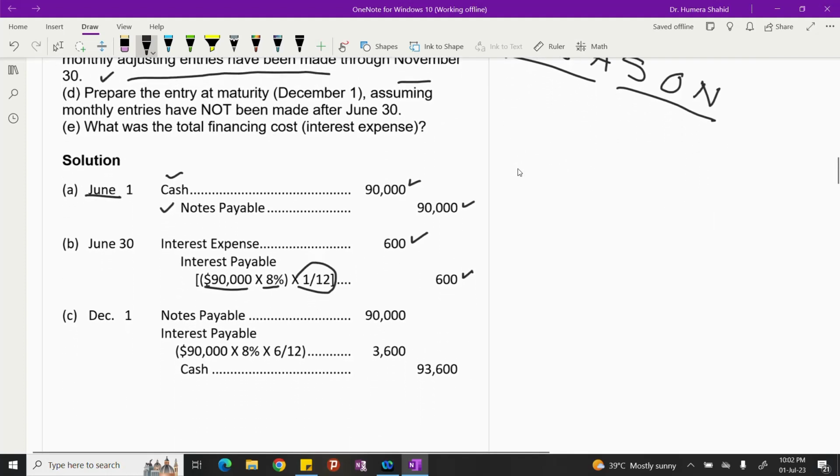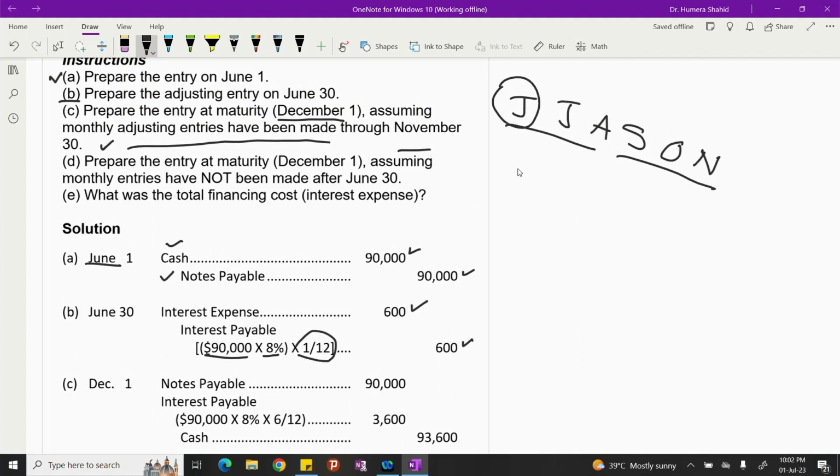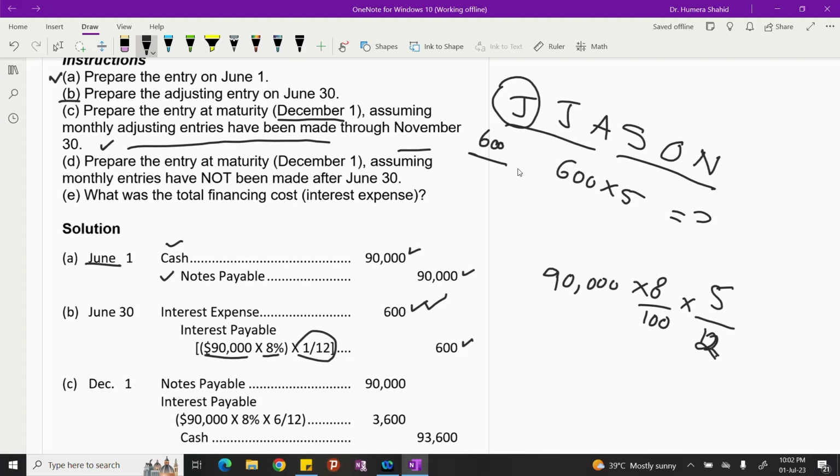So if you see over here, there are two ways to calculate the interest. In point B, we calculated the interest of June as 600, right? The remaining 5 months we need to know. So what is the formula? If you go through the formula, that is 90,000 multiplied by rate of interest multiplied by 5 more months divided by 12. I need it because I need to know the 6 months interest. Okay. Another way is 600 is the monthly interest I need for 5 more months. So 600 multiplied by 5, that is also 3,000.